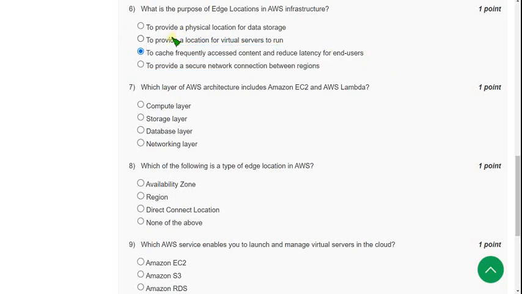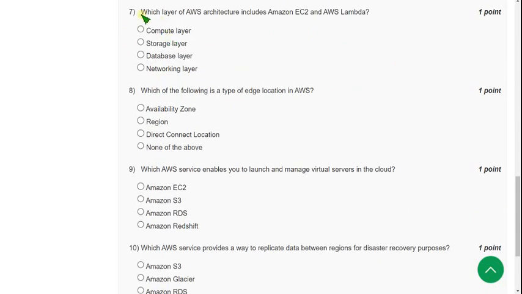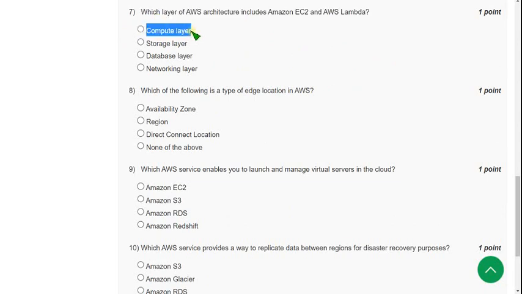So now let's move on to the 7th question. Which layer of AWS architecture includes Amazon EC2 and AWS Lambda? For the 7th question, the correct answer is the 1st option, compute layer. In the compute layer, you can see Amazon EC2 and AWS Lambda, right? So next question.